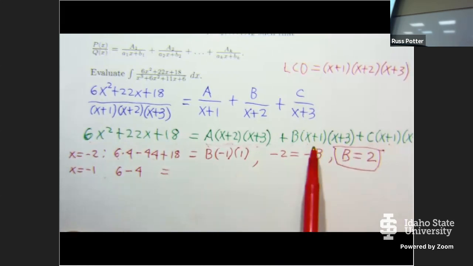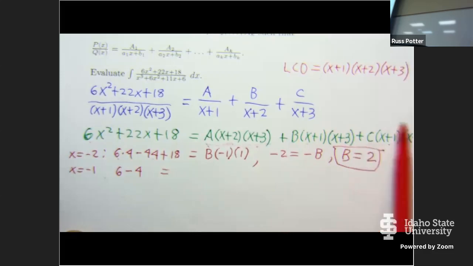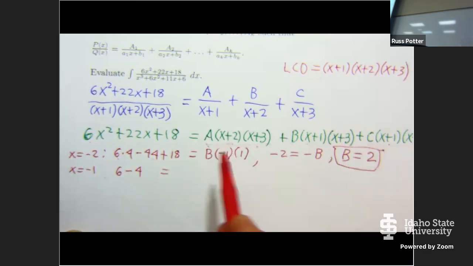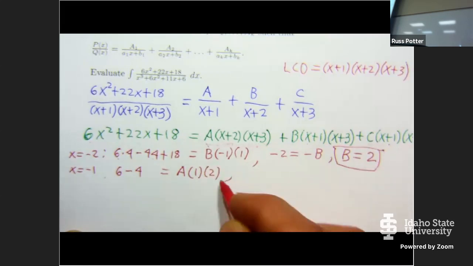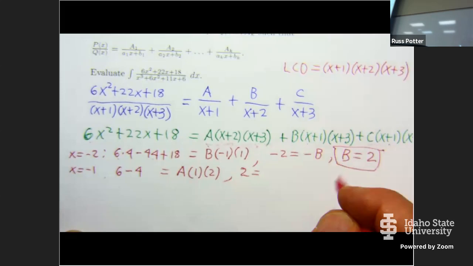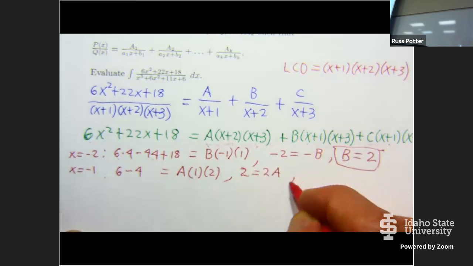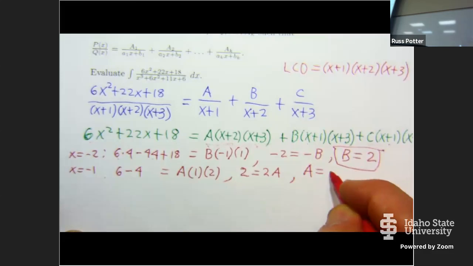Okay, then we look for the expressions that have the factor x plus 1. So when we replace this x with -1, this contributes 0. And the same on the end, we get 0. And so we have a times, and then -1 plus 2 is +1. -1 plus 3 is 2. So we get 2 equals 2a, which means the value of a is 1.